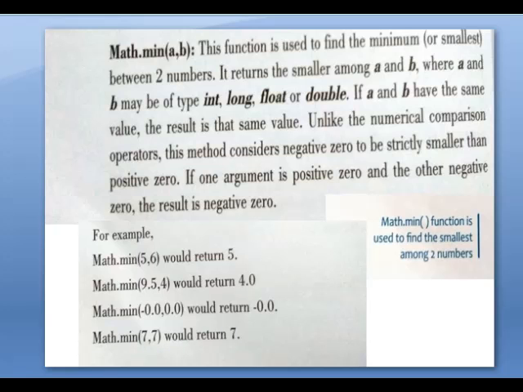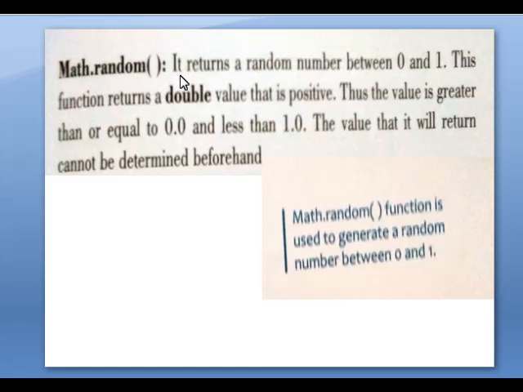The next function is Math.random. The Math.random function is used to generate a random number between 0 and 1. This function returns a double value that is positive. So it will return a positive value between 0 and 1, any decimal value. Thus the value is greater than or equal to 0.0 and less than 1.0. The value that it will return cannot be determined beforehand.